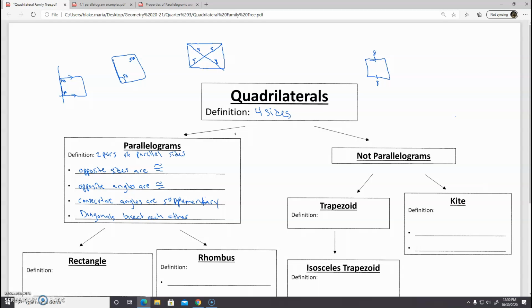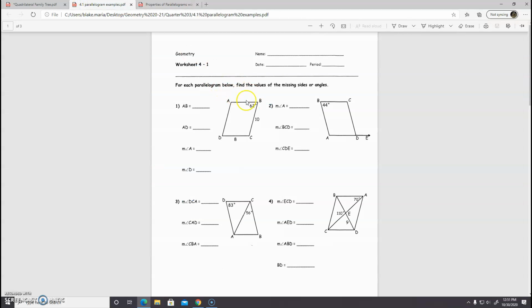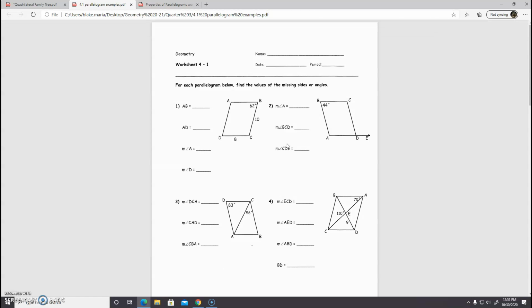All right? So these are 4 things that are really going to help you when you're dealing with parallelograms. But you have to know you're dealing with parallelograms first. So now I want to go to the 4.1 worksheet. Again, this is just for me to show you some examples. So this is still considered notes.